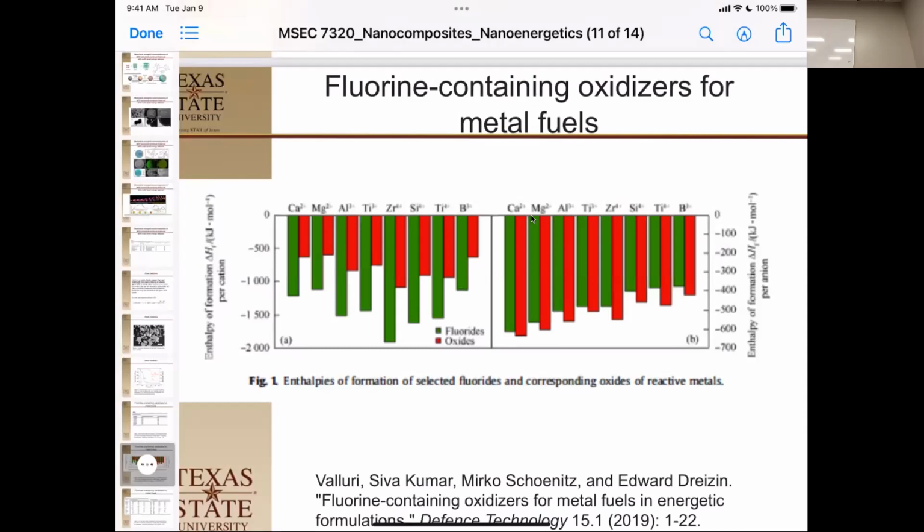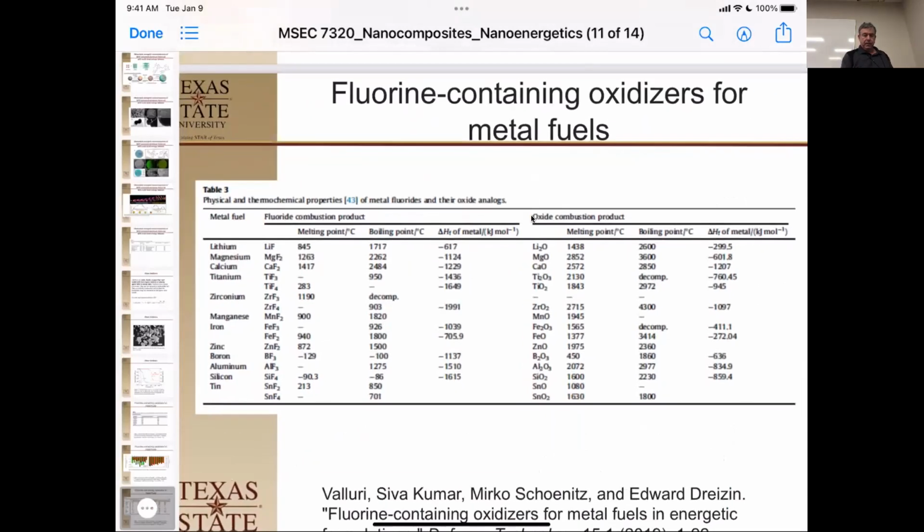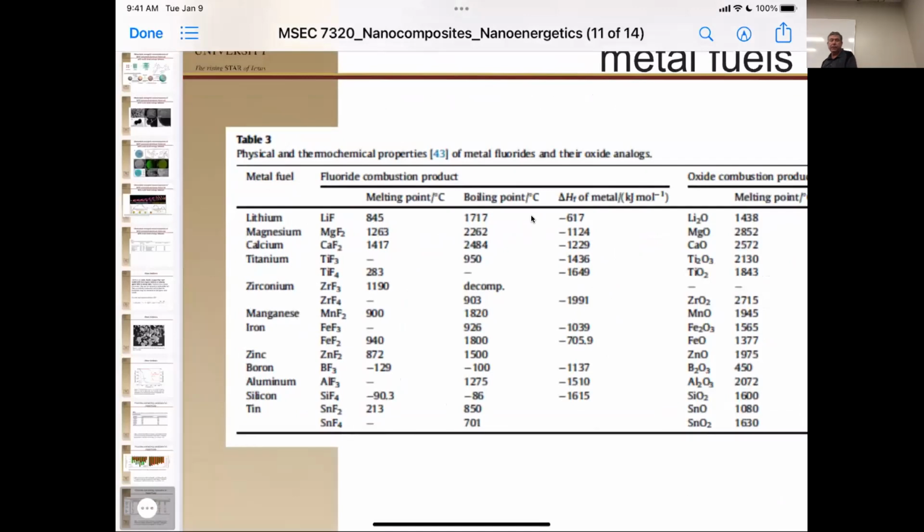However, that's not so true if you look per cation. This is per cation here. And so we're looking at the mass of the ion changes. Here we have fluorine -1 and oxygen -2. And it kind of balances out with the idea that oxygen is going to end up with a -2 state, fluorine is going to end up with a -1 state. So the energy density is similar.